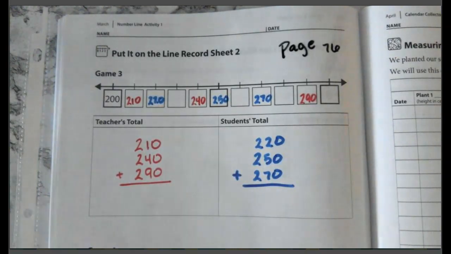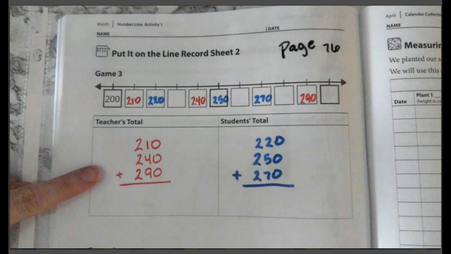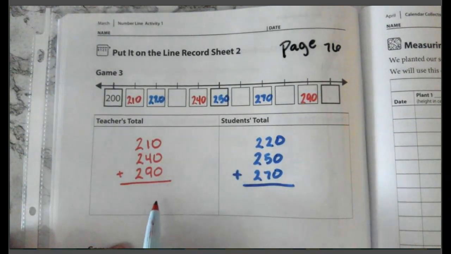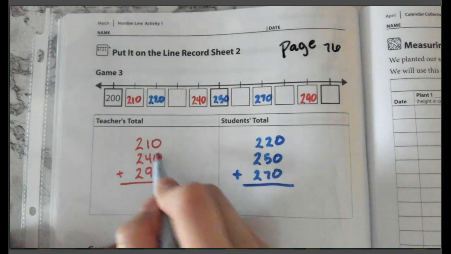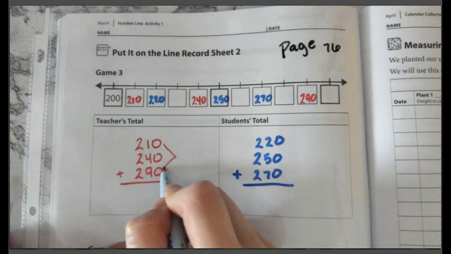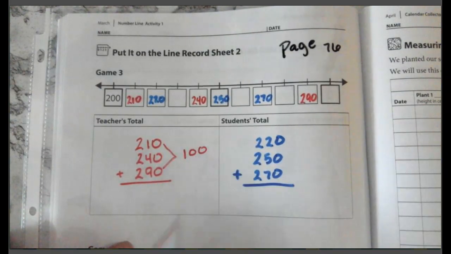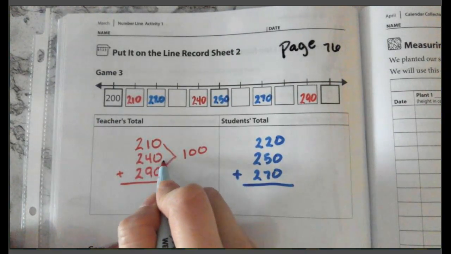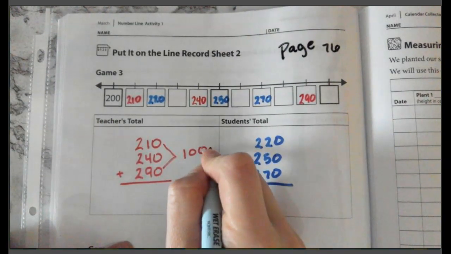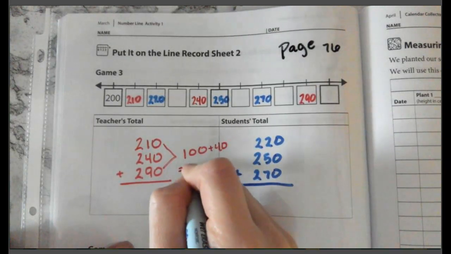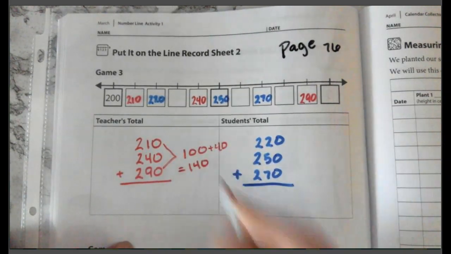Let's have a look at how we can add together my score. Now, I'm going to think about what's the easiest to add together right away. Well, over here, I'm seeing 10 and 90. Well, I know if I add 10 and 90 together, that's 100. I also still have my 40 over here, so I need 100 plus 40. And I know that that's equal to 140.